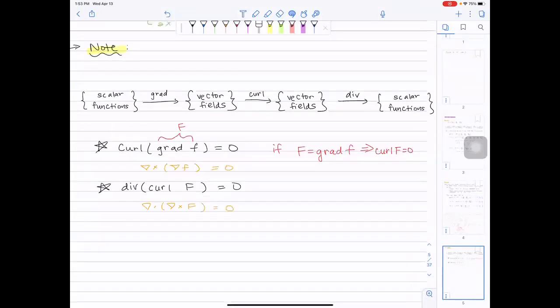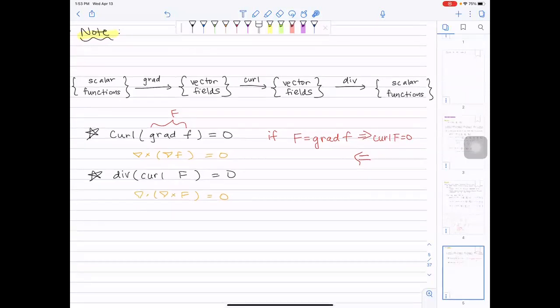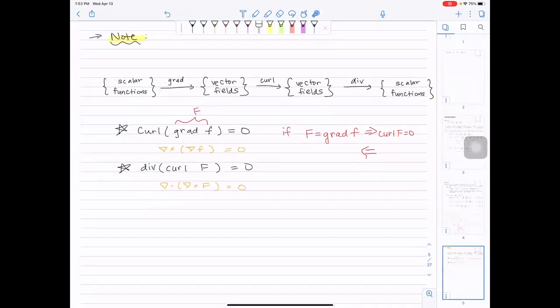Then the next question you might ask is, is the converse true? If the curl of F is 0, does that mean this function is a gradient? If you think it's true, raise your hand. If you think it's false, raise your hand. False. Okay, let's observe a little bit and see what these mean.